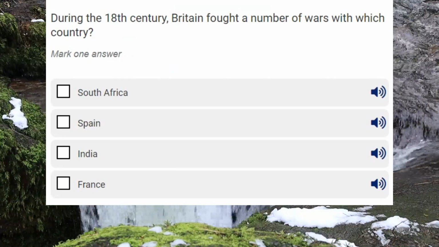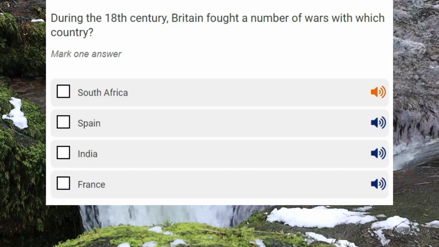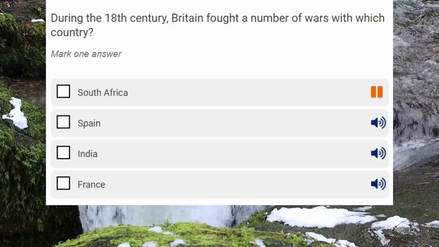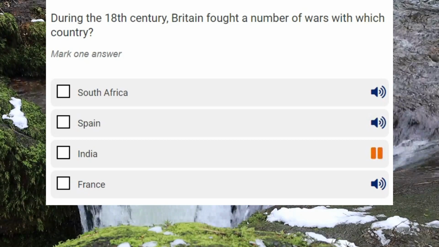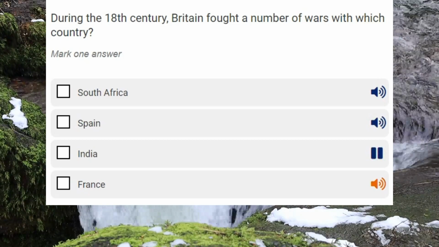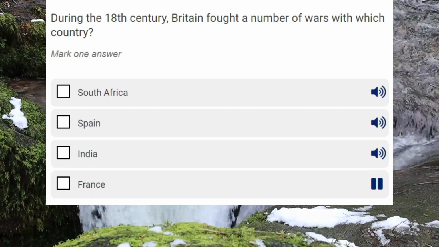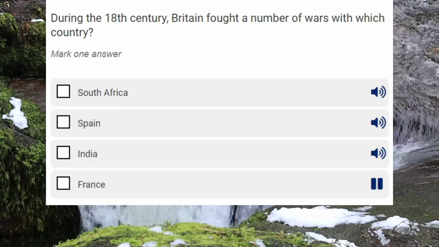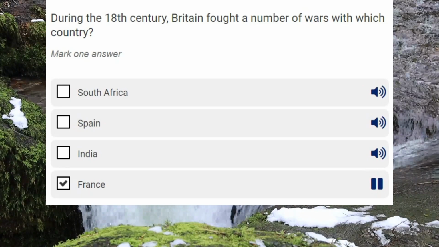During the 18th century, Britain fought a number of wars with which country? South Africa, Spain, India, France. The correct answer is France.